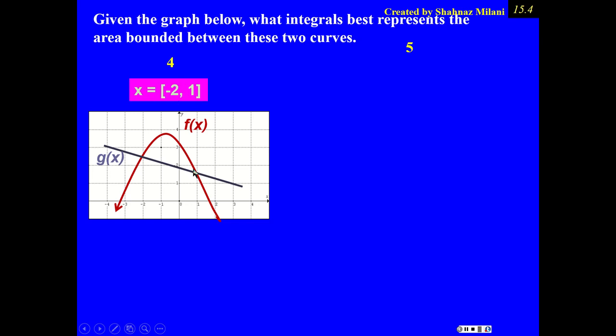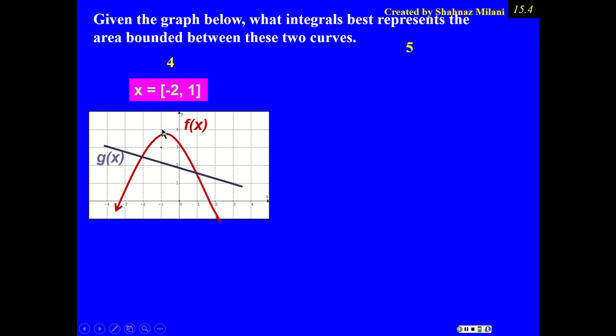Now, step number 1, subtraction of the antiderivatives. In this problem, because I have two different equations, I need to be careful with the subtraction. Any equation that has a higher y value goes first. The easiest way to find out is to look at x between -2 and 1 and pick any number. For example, I'm going to pick -1.